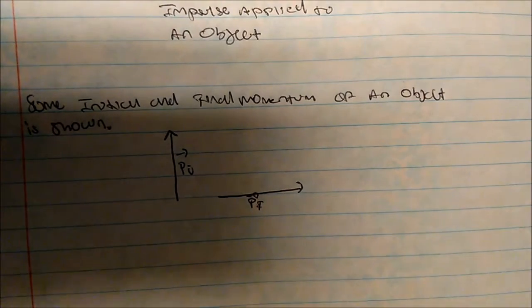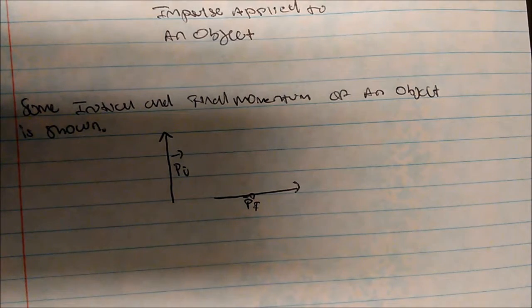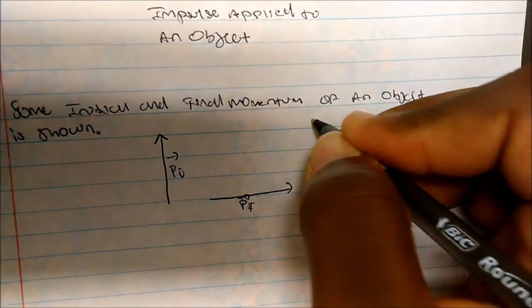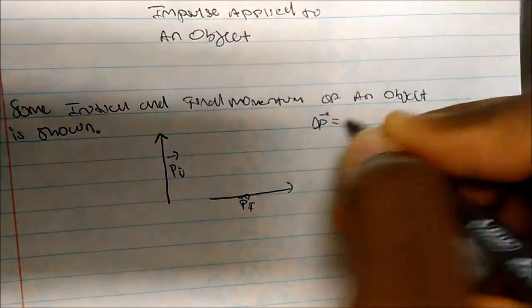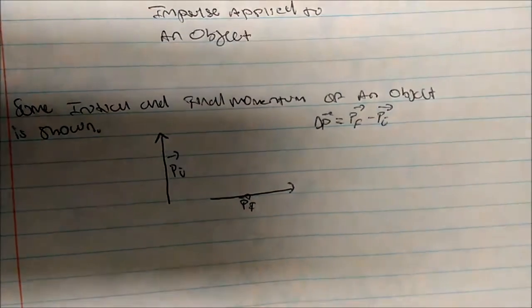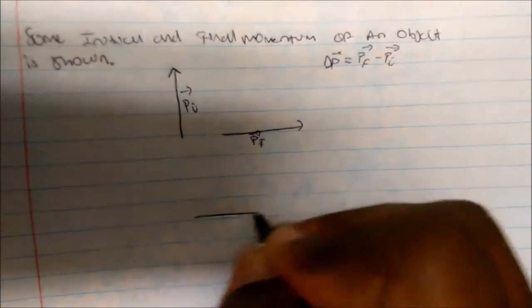What would be the change? What would be the net impulse? Well, the net impulse is a fancy way of saying the change in momentum. What is the change in momentum? And we know the change in momentum is defined as P final minus P initial. Okay, so remember how we do this. Take P final. P final will stay the same.